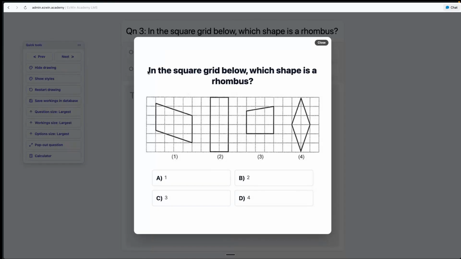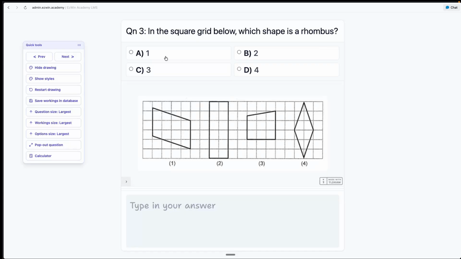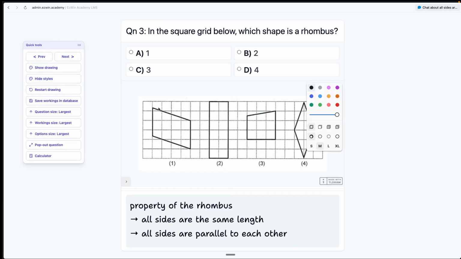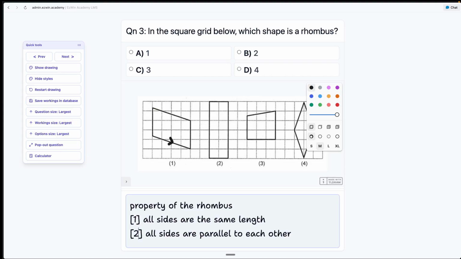Okay, question number 3. In the square grid below, which shape is a rhombus? Let's quickly go through the properties of a rhombus. The properties of a rhombus are two things: all sides are the same length, and opposite sides are parallel to each other. So we need to see whether they are the same length and whether they are parallel. Let's go to option number 1. I'm going to label the properties 1 and 2, so that we know whether each one is correct or not.